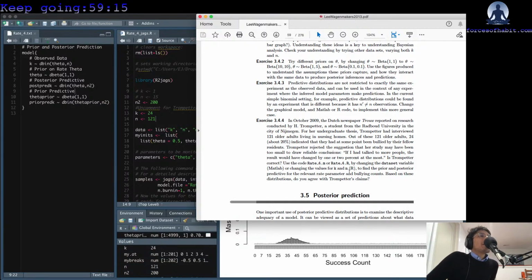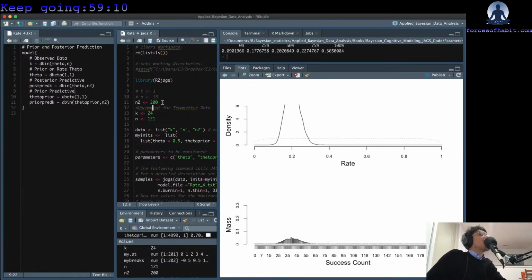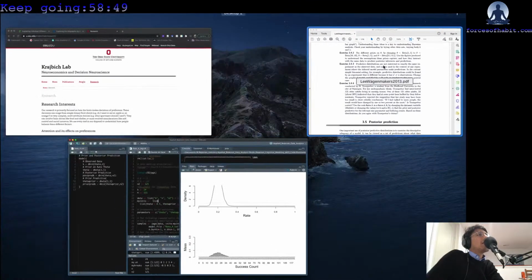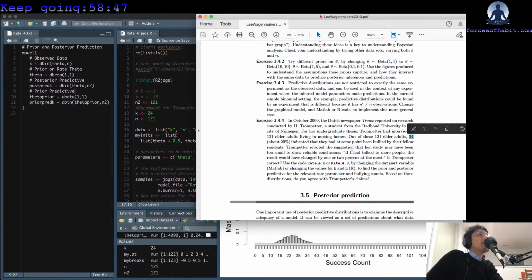Basically, do you agree with this? Well, maybe if I just, let's see first. Let's just set it to the same value and see what's good. So I'm modeling the same number of observations, so it's in theory just doing the same thing. And she wants to know, she saw 24, and she thinks if she had talked to more people, the results would have changed by 1 or 2% at most.